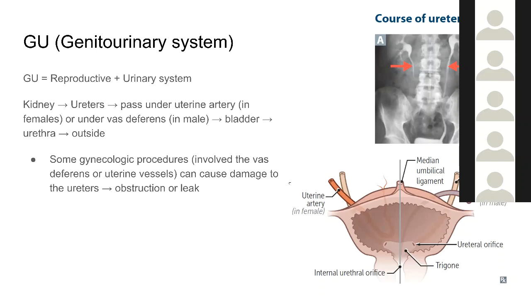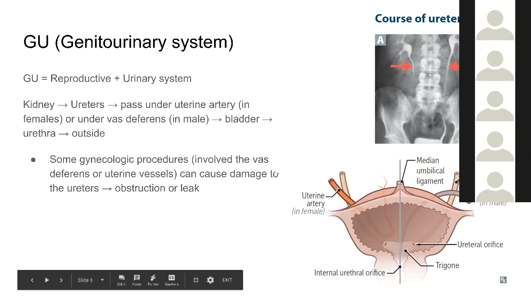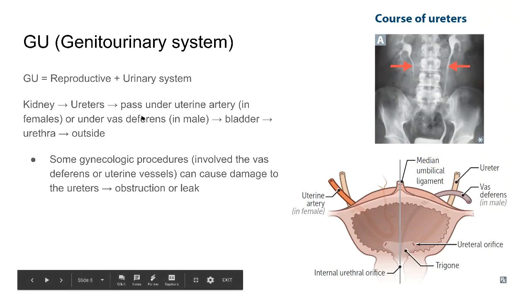Okay, so we go to the GU system. The reason why we call it the GU is genital urinary system. The genital is basically reproductive, and it's combined with the urinary system, right? So that's why we call it the GU system. It goes from the kidney, passes through the ureters, and from the ureters we go to the bladder, which is this big thing over here, and it goes to the urethra, and it goes to the outside.